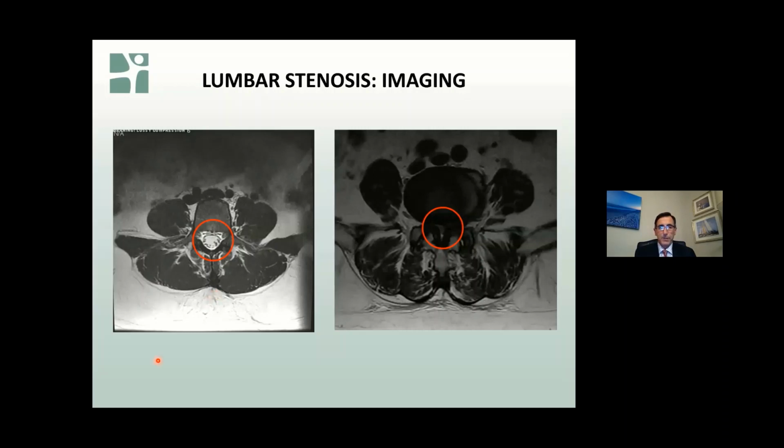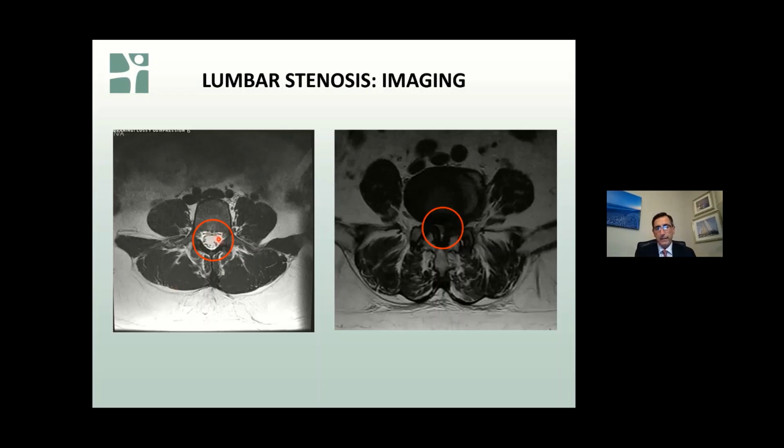So here, this is imaging of lumbar stenosis. On the left, this is a normal axial image of the spine. You can see the space for the nerves here. The white is spinal fluid, which is the fluid that the nerves float in. The dots are the individual nerves. Everything is very happy here. That's normal. This is severe spinal stenosis.